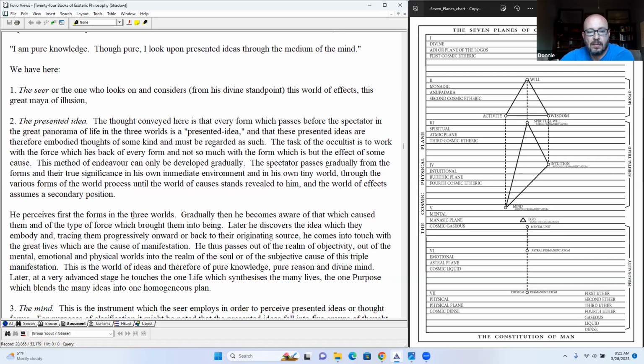He perceives first the forms in the three worlds. Gradually, then he becomes aware of that which caused them and of the type of force which brought them into being. All right, so let's say he perceives first the forms in the three worlds. Gradually, then he becomes aware of that which caused them and of the type of force which brought them into being.